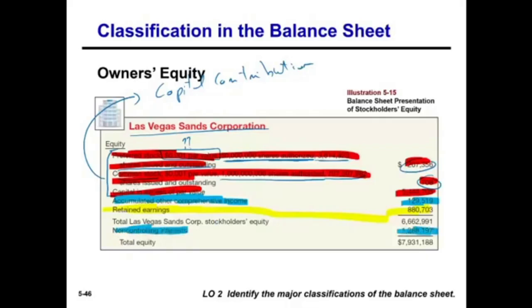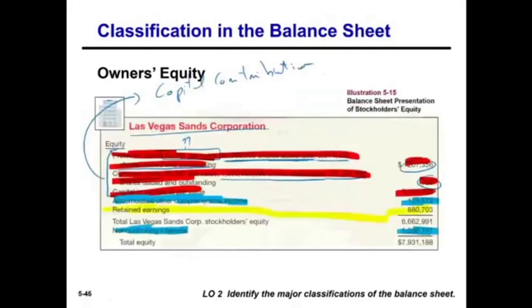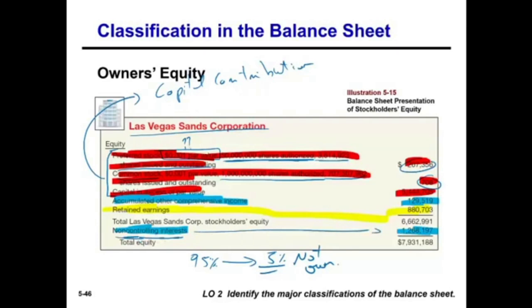Non-controlling interest is the portion of the equity of the subsidiary not wholly owned by the reporting company. So basically what happened, at some point, what company is this? Las Vegas Sands. Maybe they bought another casino, and they purchased 95% of that casino. So there's 5% of the company they don't own. So they have to show the non-controlling interest, the interest that they don't own, which represents that much.